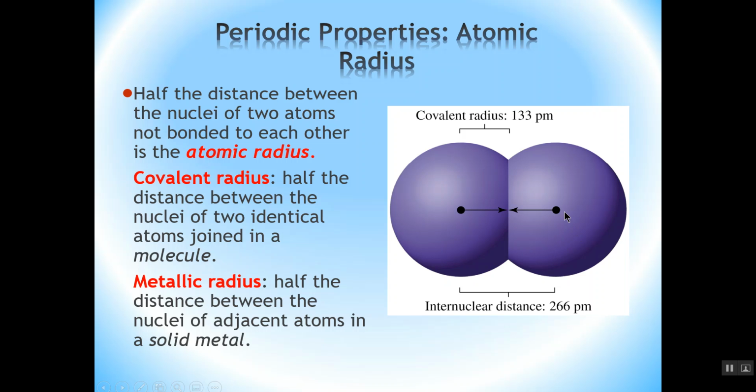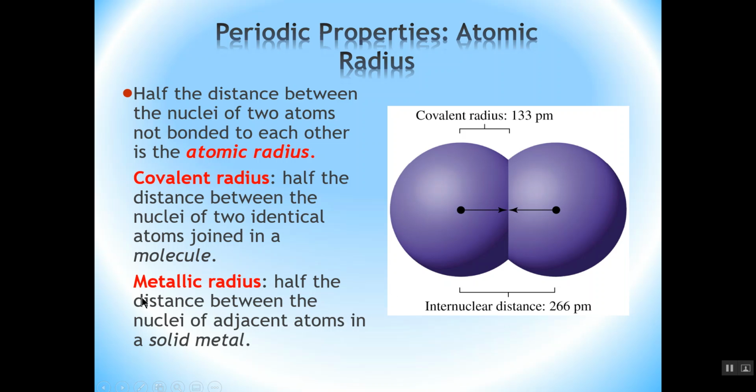If you have two atoms forming a diatomic substance, then the atomic radius, as measured by the covalent radius, would be halfway the distance between one nucleus and the other nucleus. In this case, the distance between the two nuclei is 266 picometers. That means the covalent radius would be half of that, which is 133 picometers.